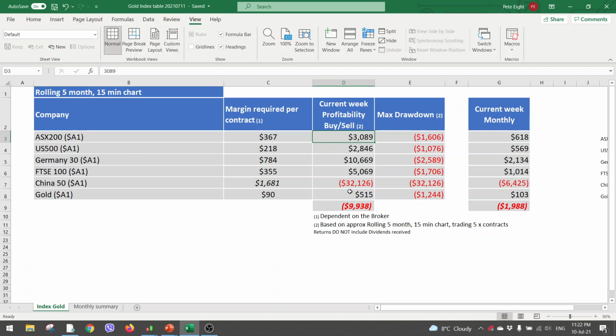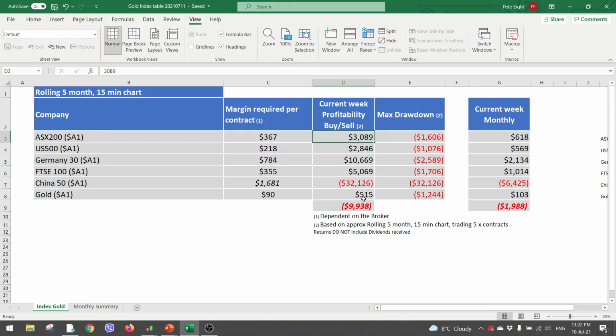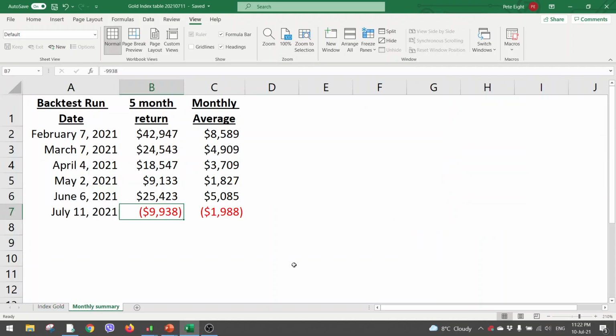Now, before we panic and say this is not working, let's look at the monthly summary of these back test dates. Again, these are all back testing runs we've been doing. So this is where we are today. This is equivalent to what we're showing you back here, $9,938 for the contracts we're trading on these indices, for the 5-month period return, which averages at 1988.